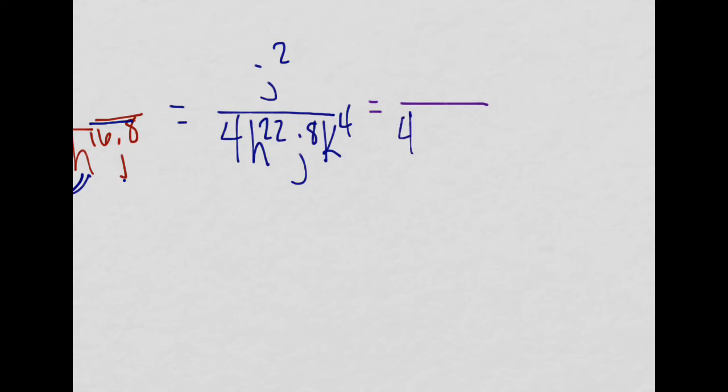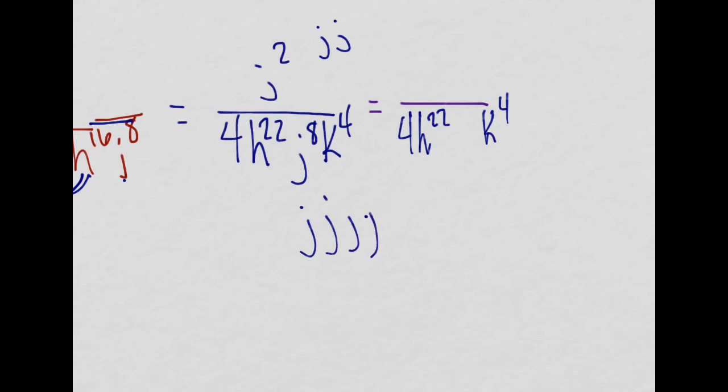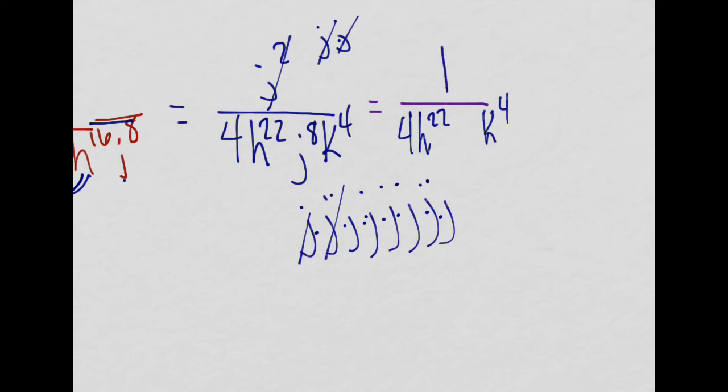So my 4, h to the 22nd, k to the 4th get to stay, but we need to decide on the j's. I have 2 j's on top and I have 8 j's on the bottom. 4, 5, 6, 7, 8. So there it is expanded out. Now, 2 of these j's from the bottom are going to cancel out those 2 j's on the top. What happens when they do that? That's right, all of our j's on the top go away, so we fill in a 1.